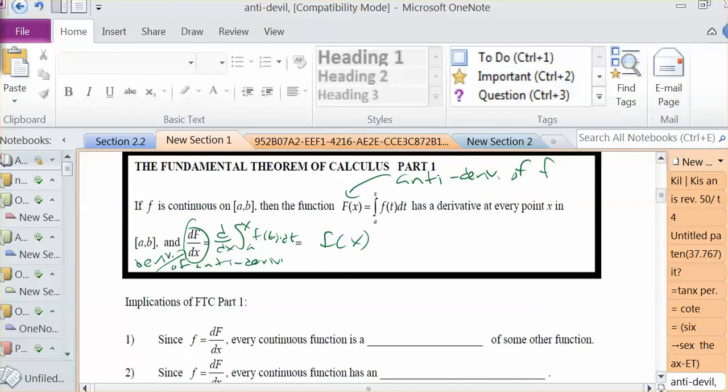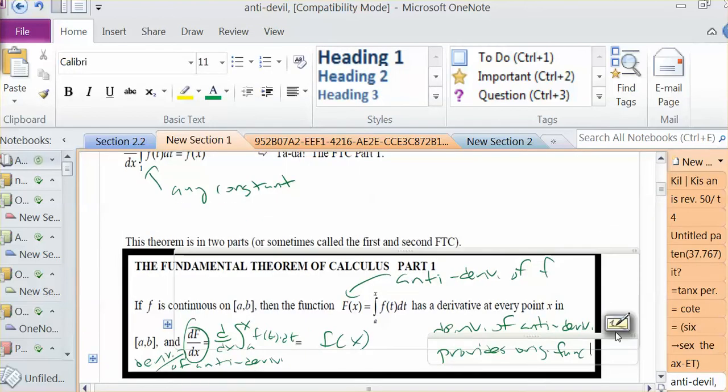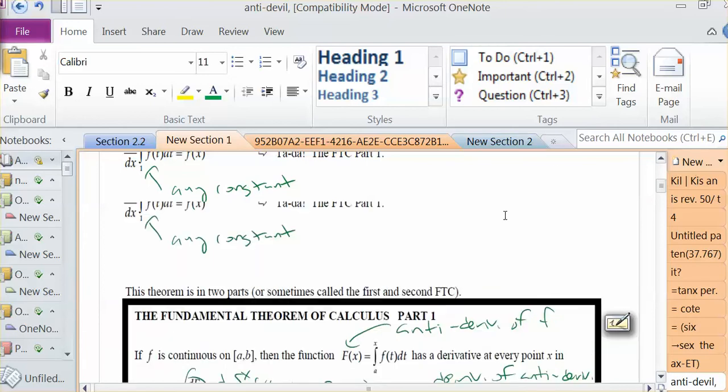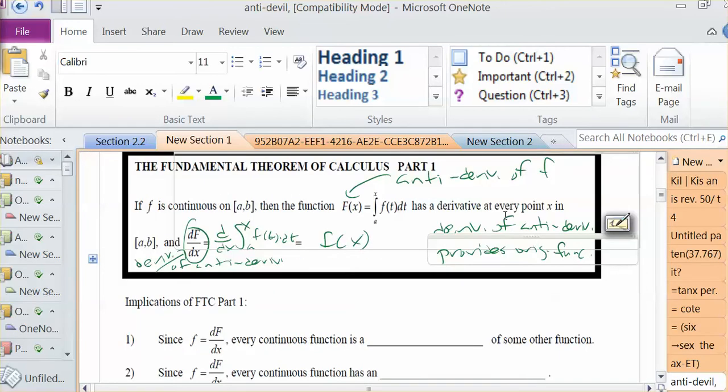So that's the key concept here: the derivative of an antiderivative provides the original function. That's one way you could put it in words. And that's the fundamental theorem of calculus that is pretty important, because we want to be able to realize that there is an inverse operation to derivatives, that being an antiderivative, and kind of prove that.